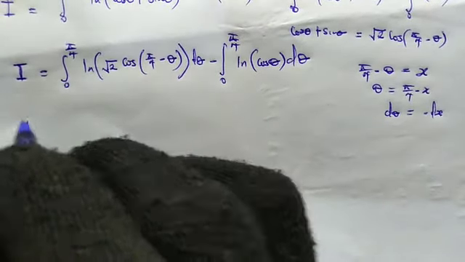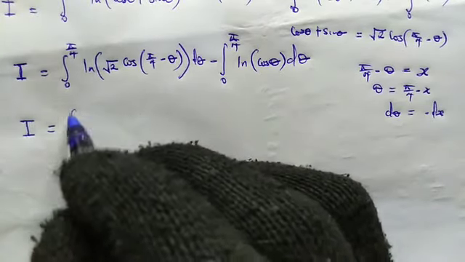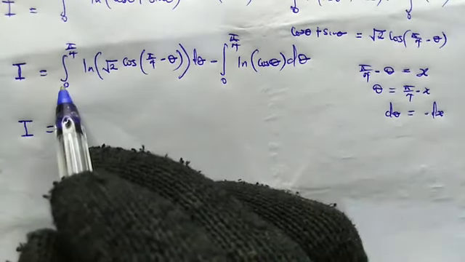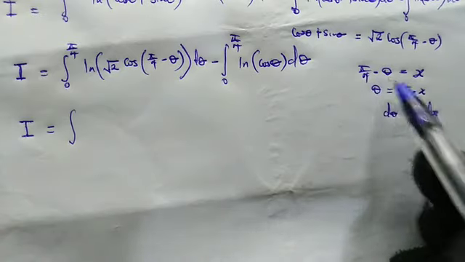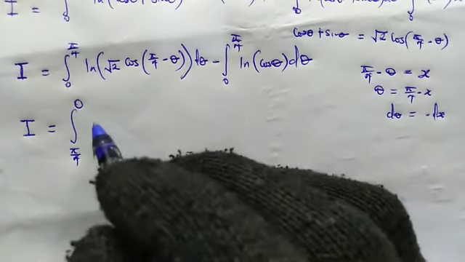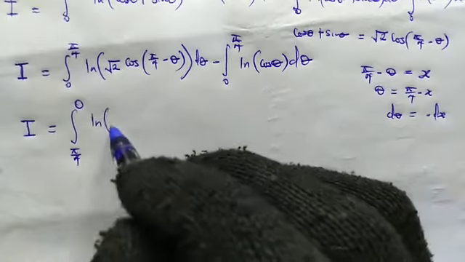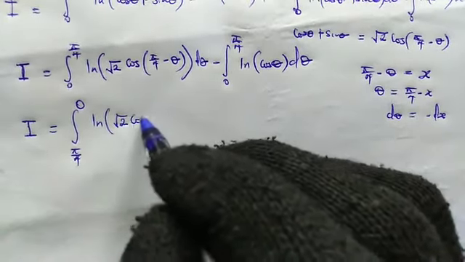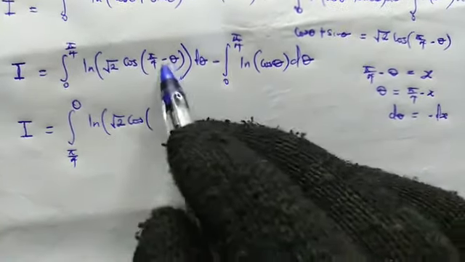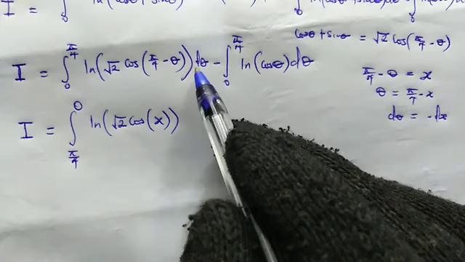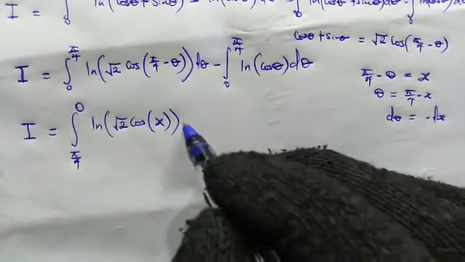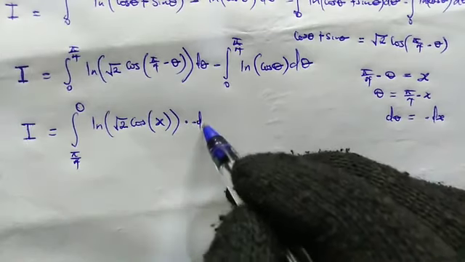So from here we have I is equal to this integral. Now, when theta is equal to 0, x is equal to pi over 4 minus 0, which is pi all over 4. And up there, I believe the upper limit will be 0. And from here, we have the natural log of square root of 2 cosine of x, right? Then d theta here is negative dx. So multiply by negative dx, right?